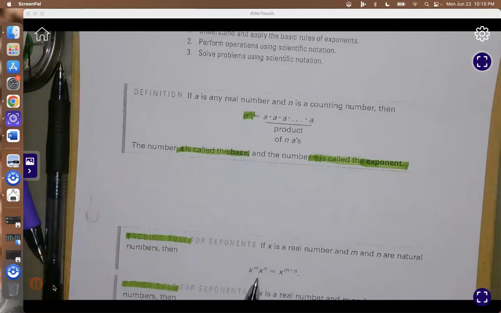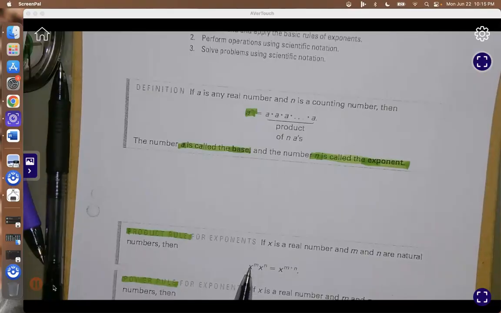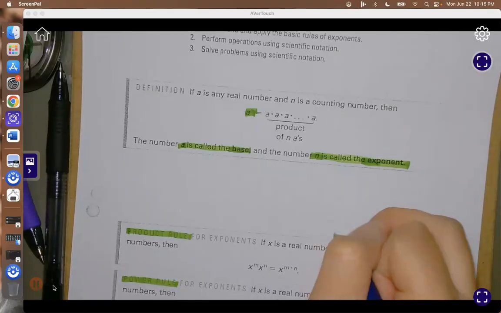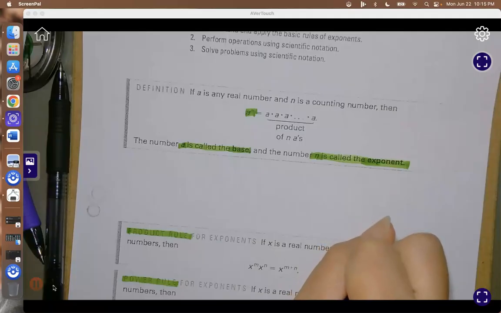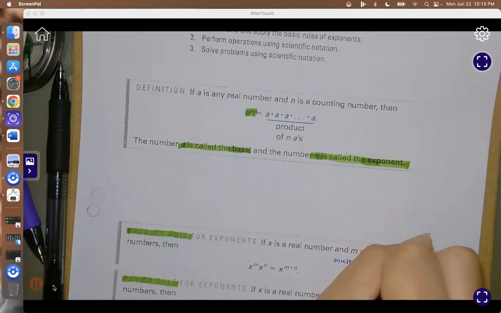Alrighty. So, product rule. If you are multiplying two things that have the same base, you add their powers. So when you're multiplying, add powers.